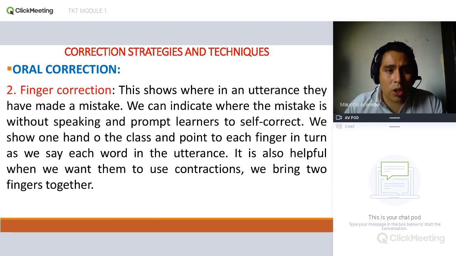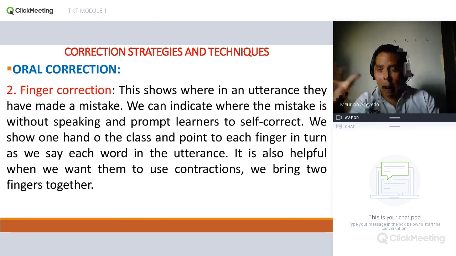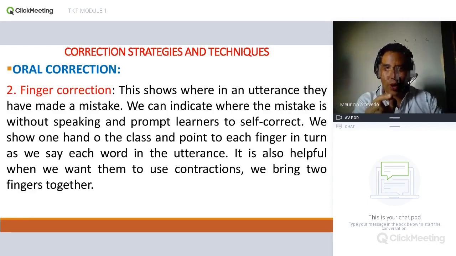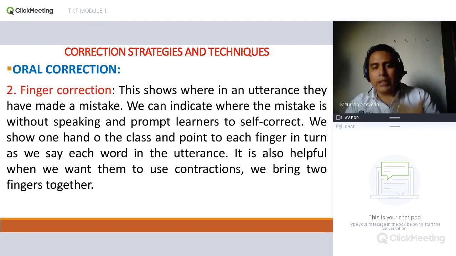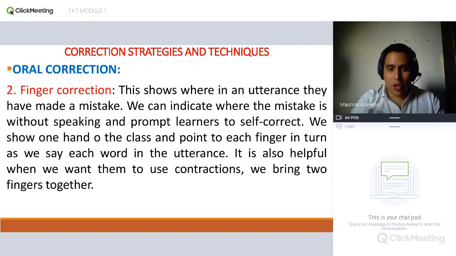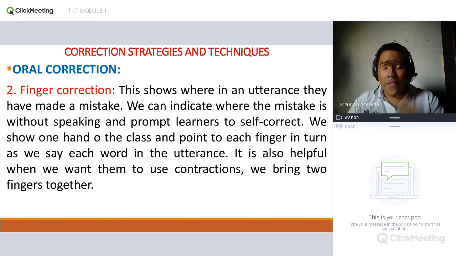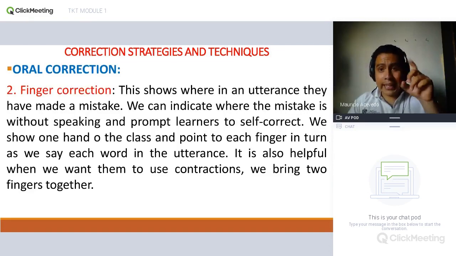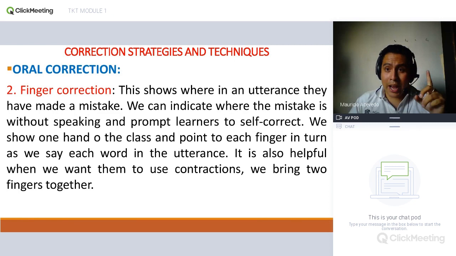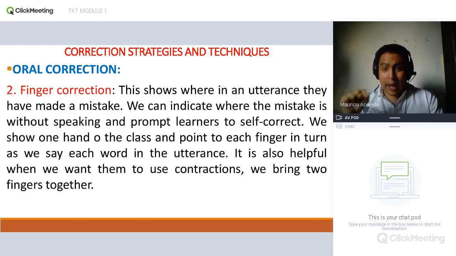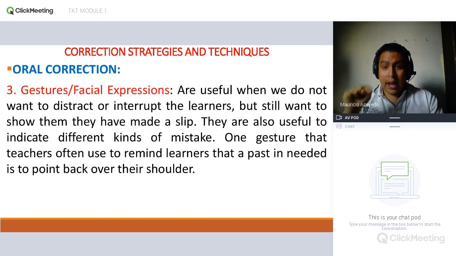It is also helpful when we want them to use contractions. We bring two fingers together, right? We normally use "I am," "I'm." So we use the contraction. That's a good way to correct the students and use, obviously, the contractions and so on. So as you can see, there are many ways in which we can use the fingers to correct. Just by indicating yes, you're right, or no, or maybe just giving them the pause: subject, and then verb, object. You see, that's how you can point with your fingers, and it's a good technique.